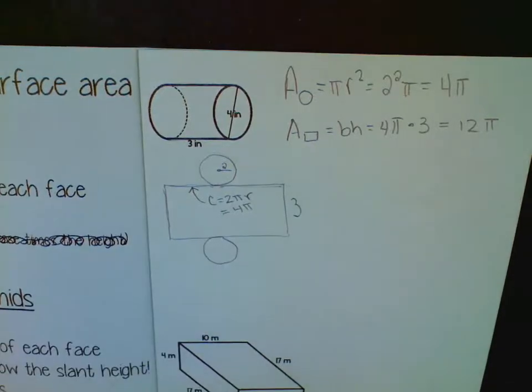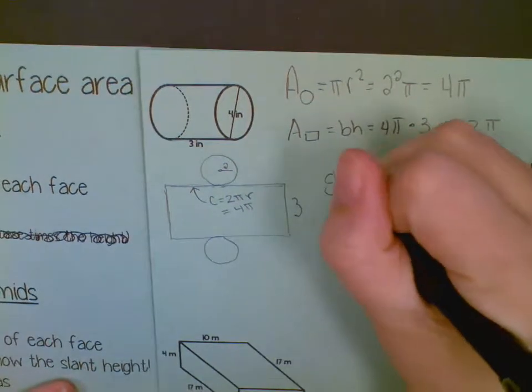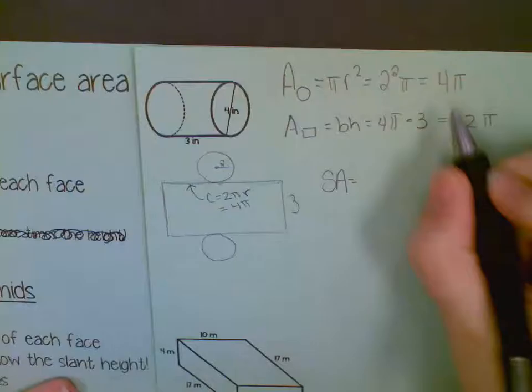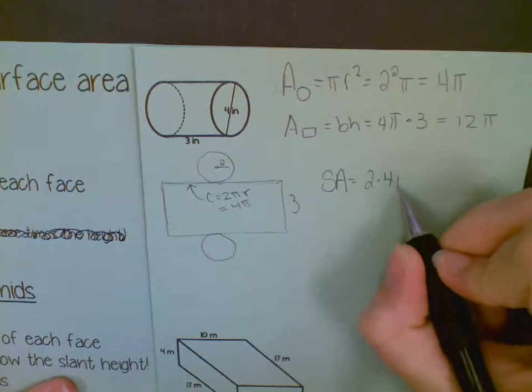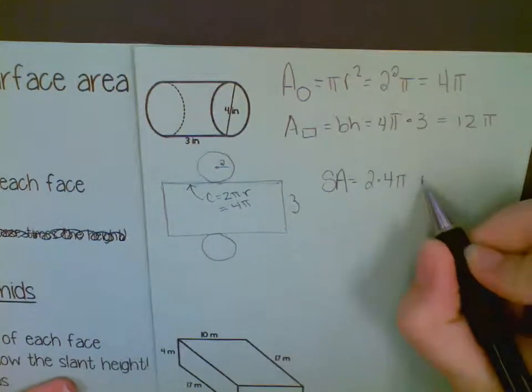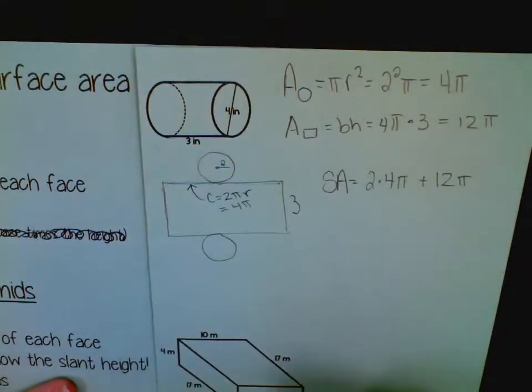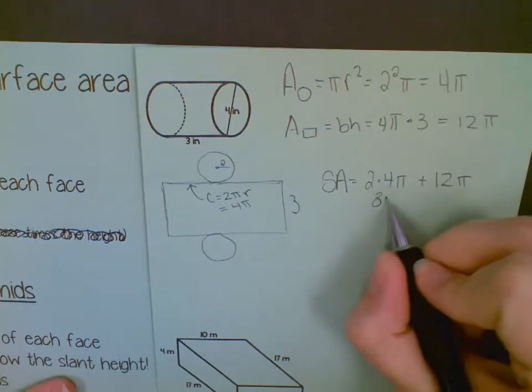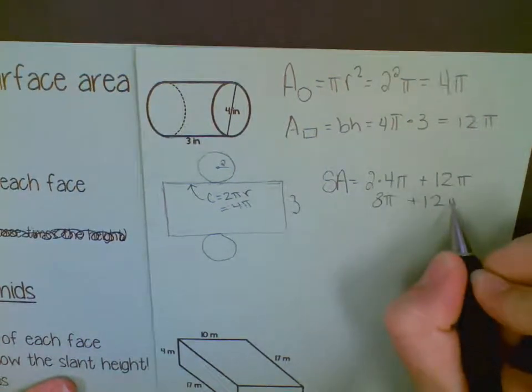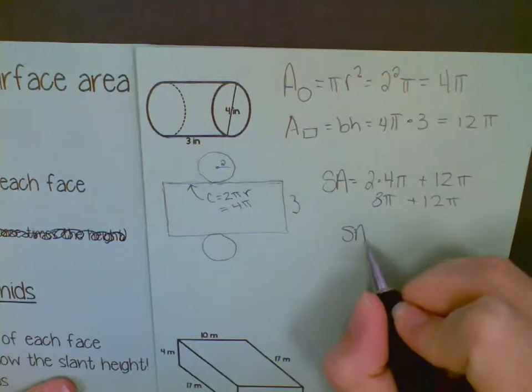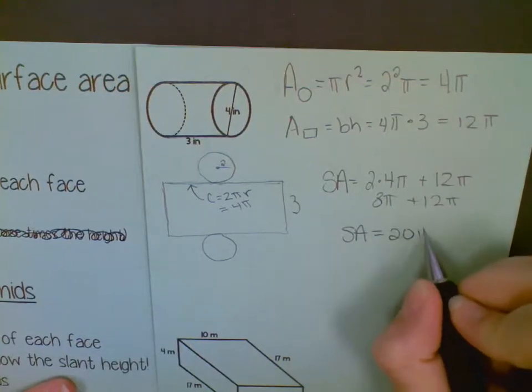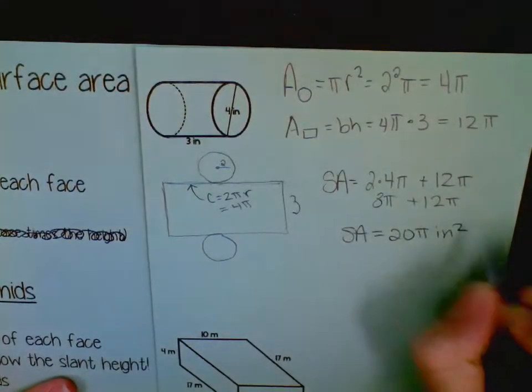So once we find the area of the pieces, we just have to add those all together. Remember that we had 2 of those circles. So we have 2 times 4 pi, because 2 circles, plus the area of the rectangle part. So we'd have 8 pi plus 12 pi. So the surface area of the cylinder would be 20 pi inches squared.